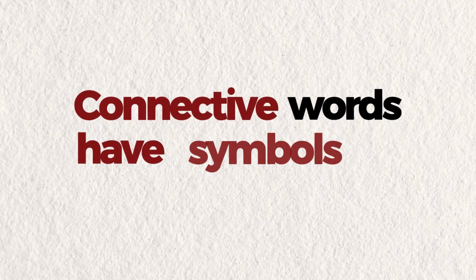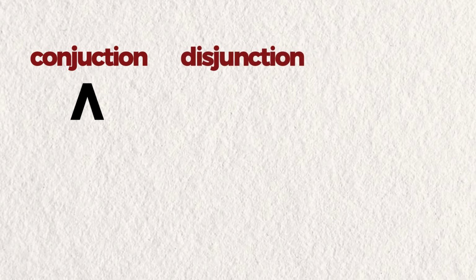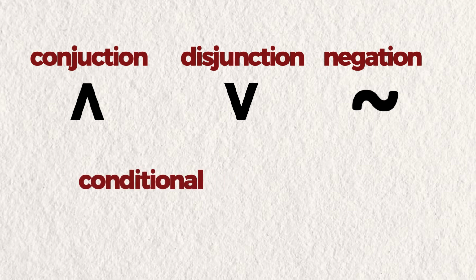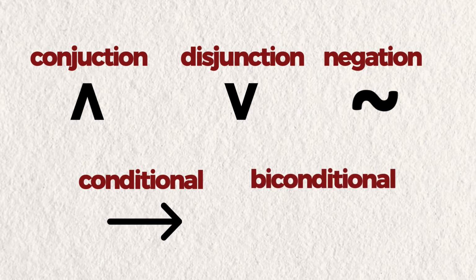Those connecting words have symbols. Conjunction has the word and that is represented by the symbol circumflex accent. Disjunction has the word or that is represented by the symbol caret or circumflex. Negation has the word not that is represented by the tilde sign. Conditional has the words if then that is represented by the right arrow. Biconditional has the words if and only if that is represented by the equivalent symbol.